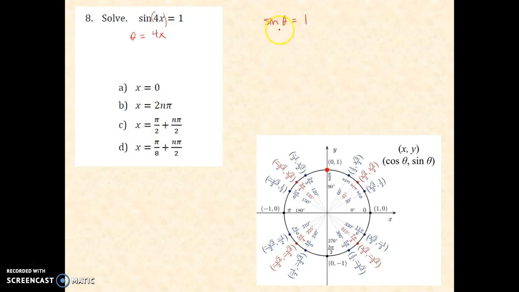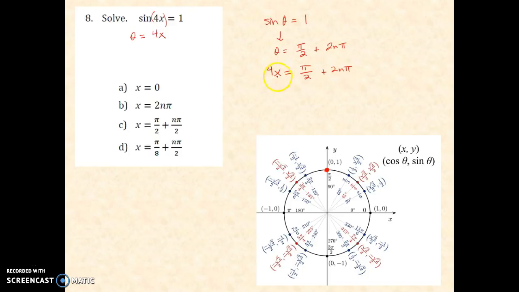So this is when theta equals pi over 2 plus 2n pi. Because it's here, and then if you add 2 pi, boom, you're back there. Add 2 pi, boom, you're back there. So that means that 4x has to equal this. So 4x is equal to pi over 2 plus 2n pi.